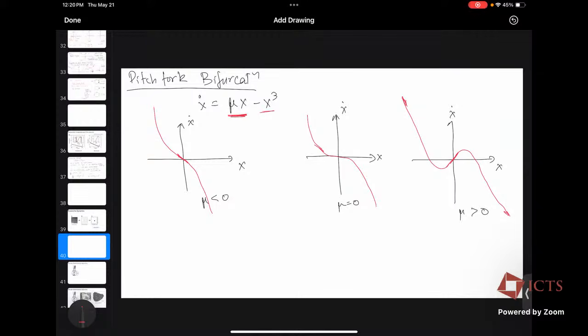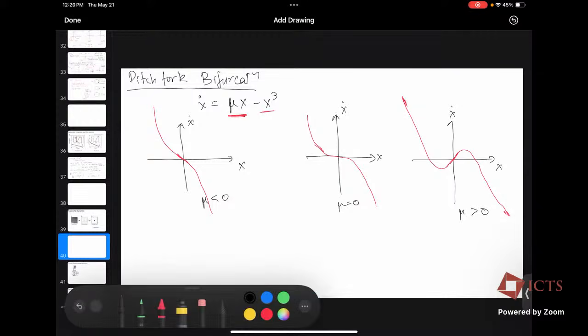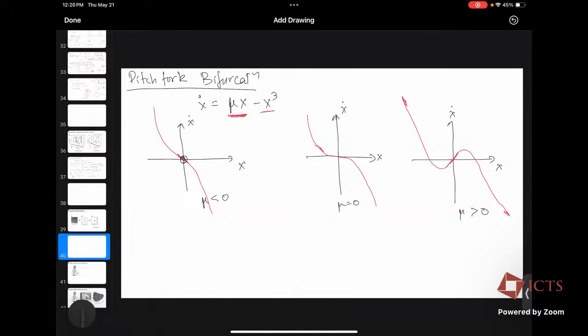Okay, let's just talk about the stability now. This is going to be a stable fixed point. As you can see, the slope is negative. This is once again some fixed point of marginal stability. And here, this has now become an unstable fixed point at the cost of two stable fixed points appearing. Right?